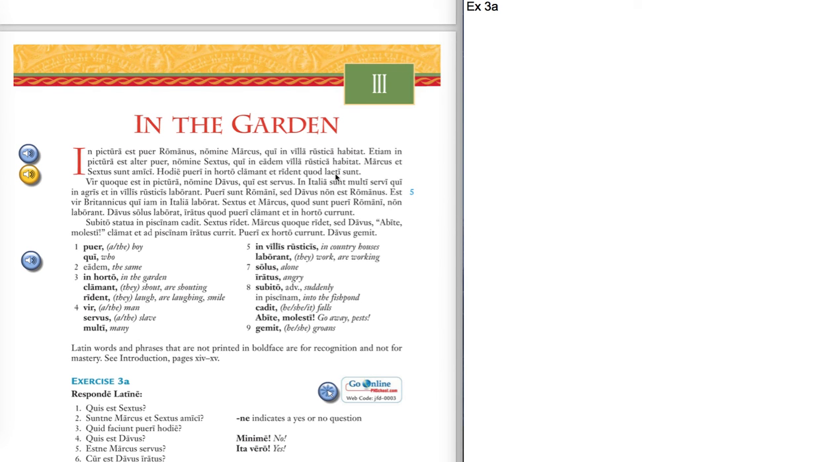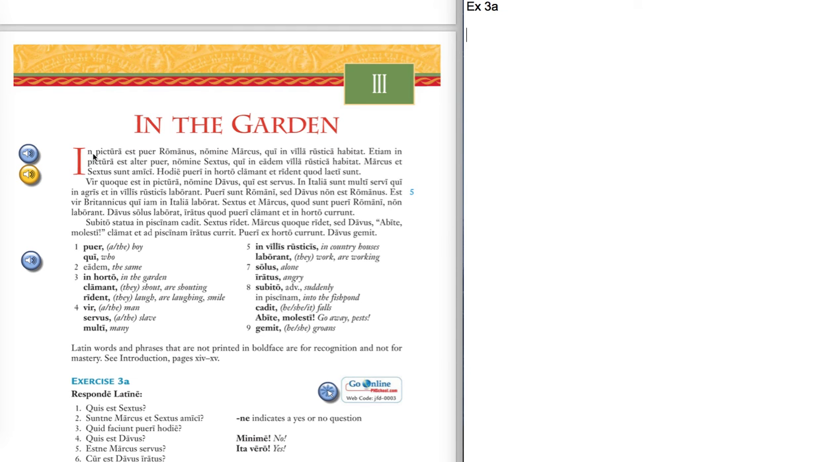And they are also laeti. They are happy, right? Today the boys shout in the garden and laugh because they are happy. So Cornelia and Flavia were laetae, A-E, but Marcus and Sextus are happy, laeti. So that's my quick note for that.